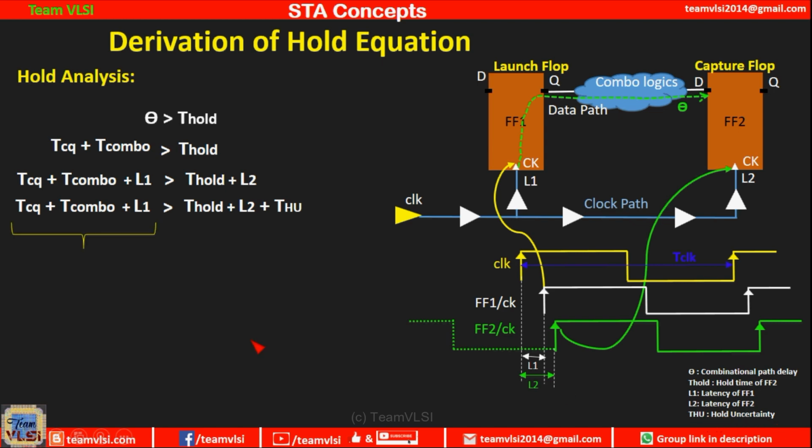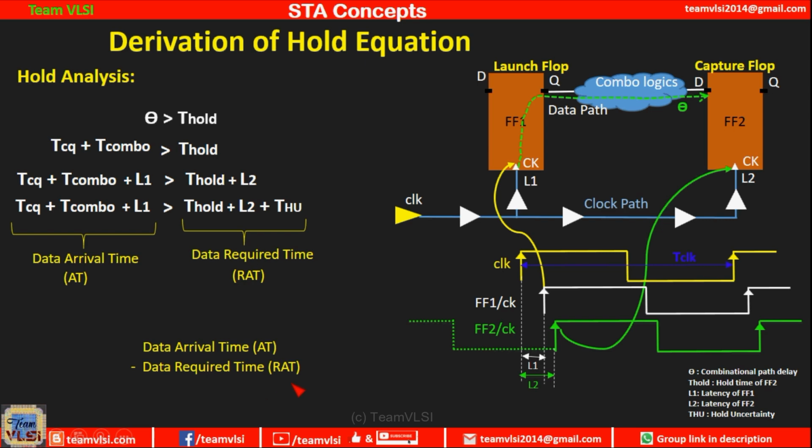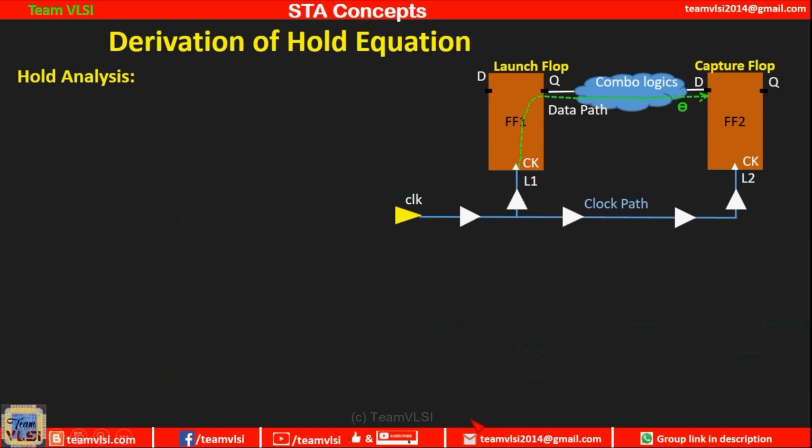So on the left hand side is our data arrival time and on the right hand side our data required time, and opposite to the previous setup analysis, our data arrival time here should be greater than the data required time, and the difference between the data arrival time and the data required time is called slack here. Opposite to the setup analysis, where we saw that data required time minus data arrival time is slack, here data arrival time should be greater, so data arrival time minus data required time is slack, and negative slack means hold time violations. Now simplify this equation.